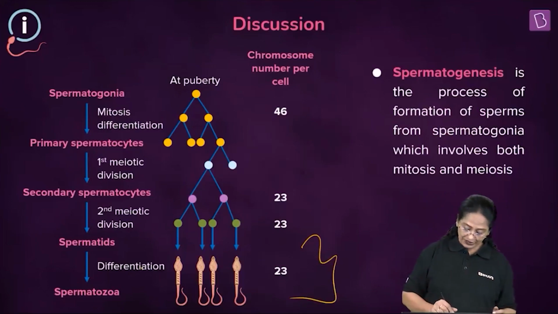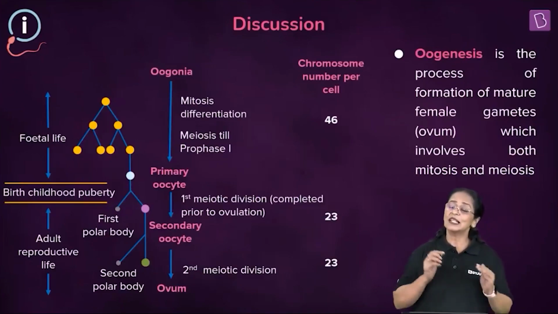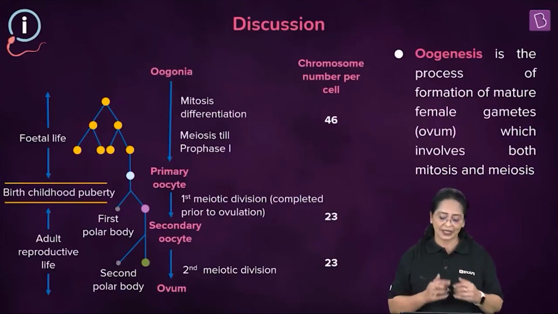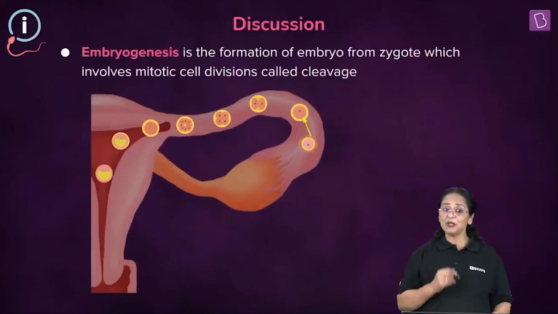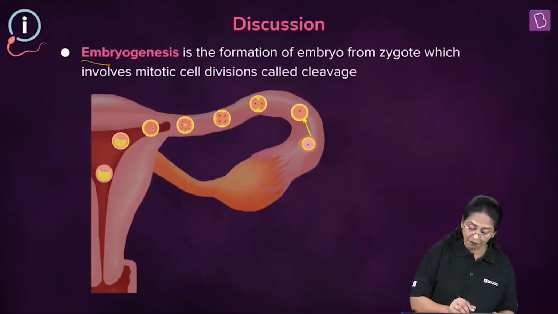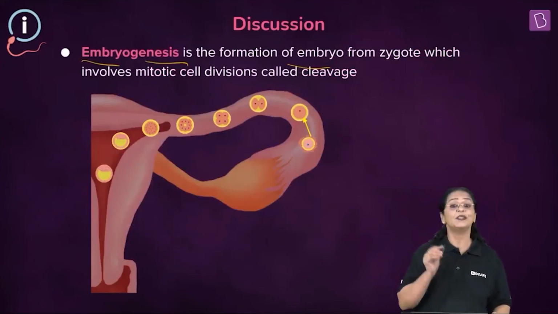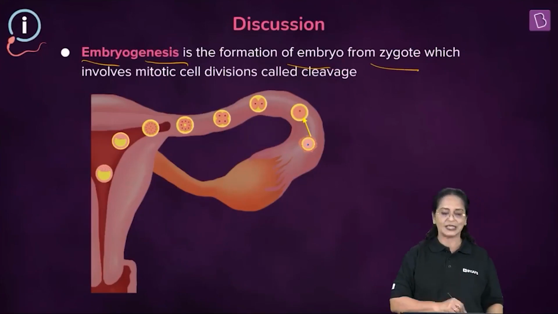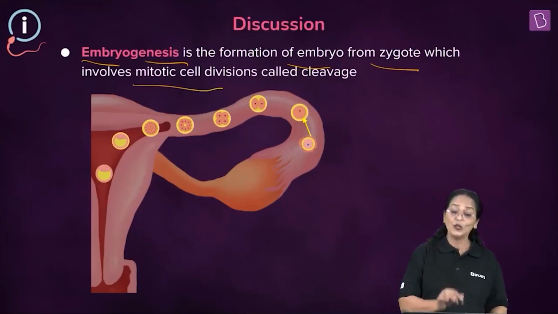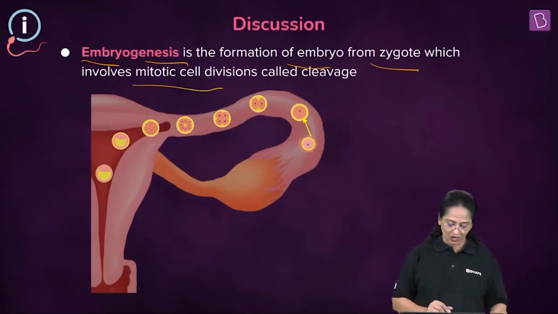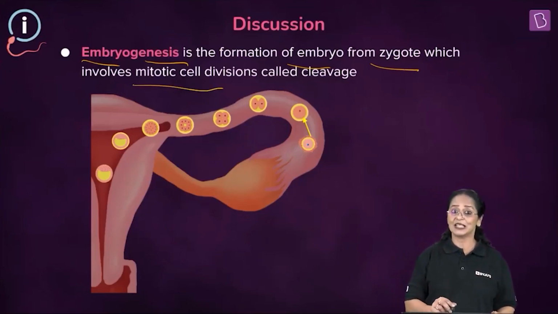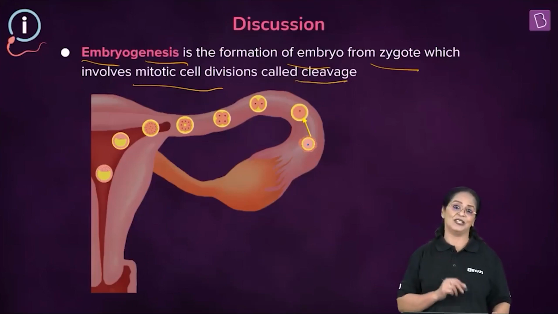Oogenesis is nothing but the formation of the female gamete, the ovum. Again, this also involves both mitosis and meiosis. Embryogenesis, as the word says, is the formation of the embryo from the diploid zygote, and this involves only mitotic division, no meiotic divisions. These mitotic divisions are called cleavage.